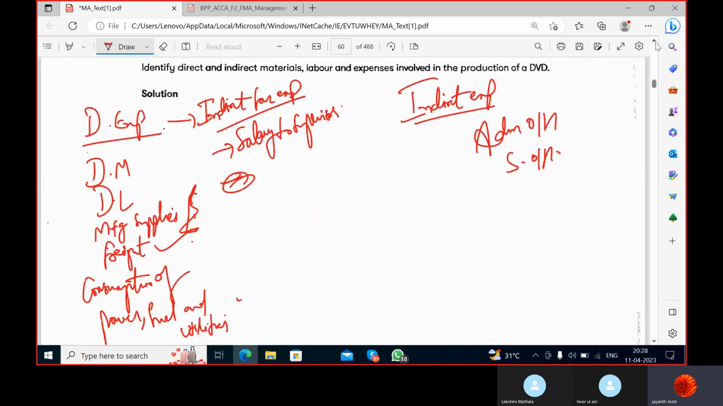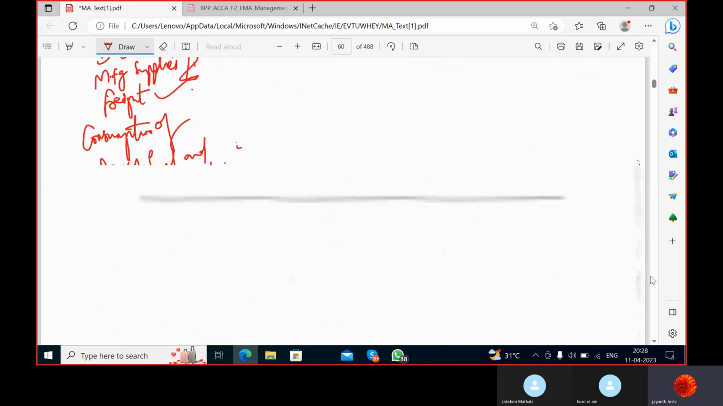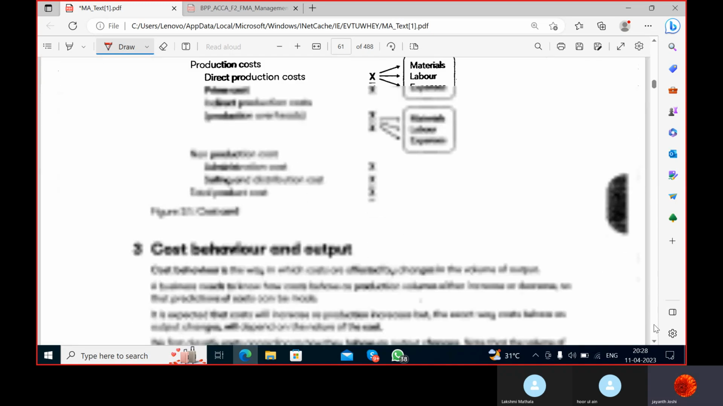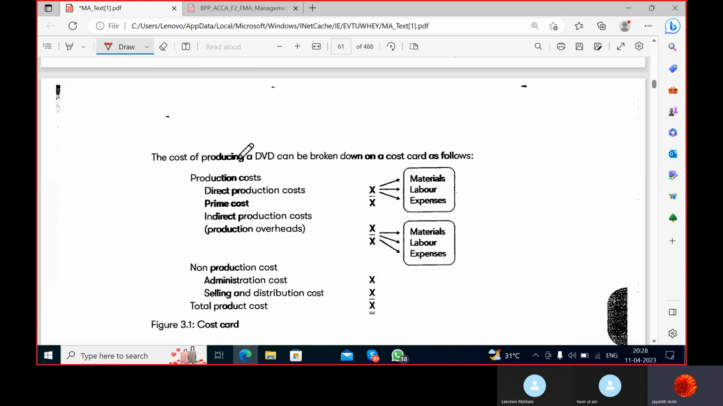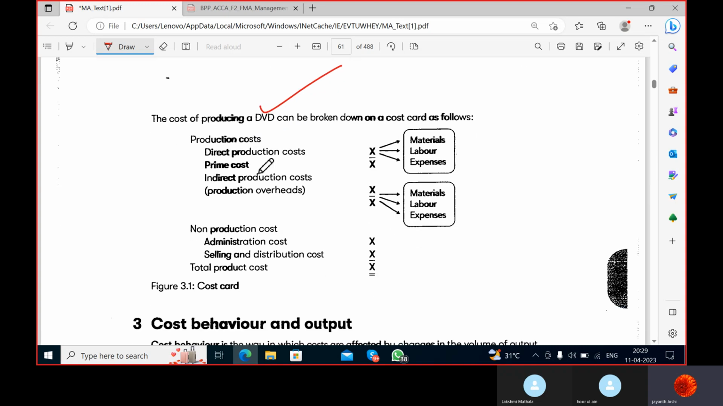This activity is homework for you. I will discuss those three activities tomorrow. I'll see how you are able to answer them. They are just asking you a small question. They want to make a DVD and they are asking you what can be the cost of producing a DVD, and to break down the cost card.